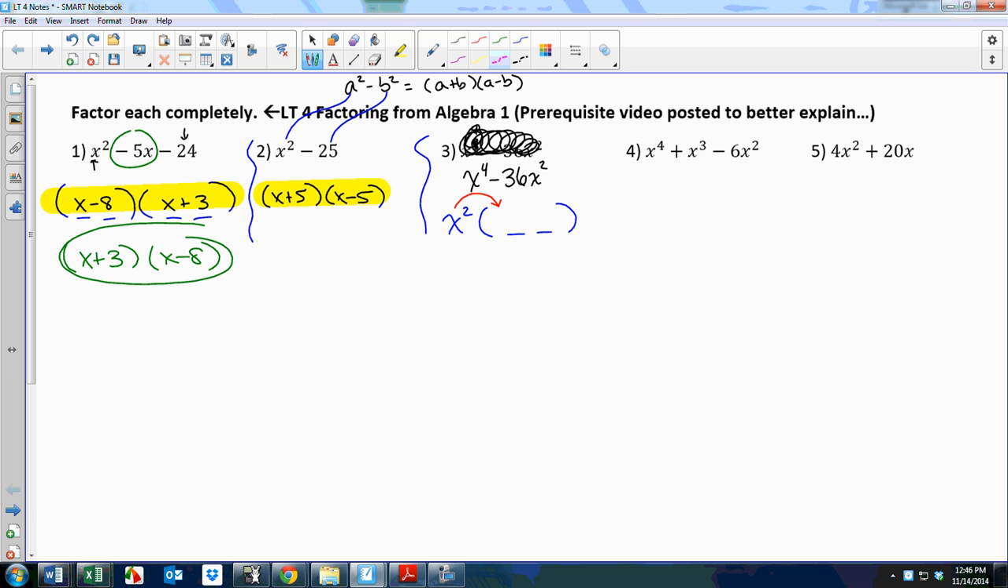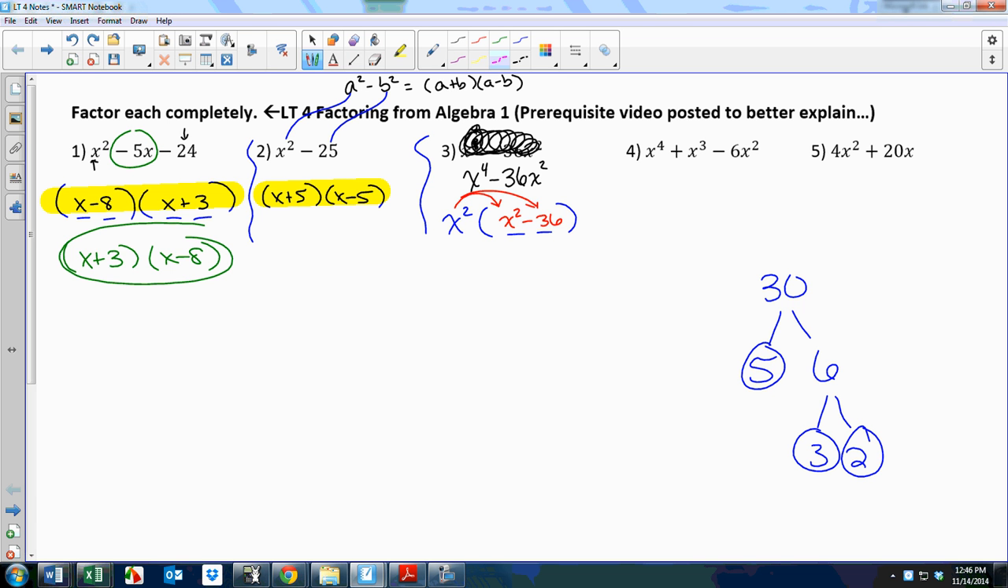X squared times what would make the X to the 4th? X squared. X squared times what would make the negative 36X squared? A minus 36. And I'll remind you, when you were factoring 30 using a factor tree, you might have said 5 times 6, and 5 is done. You can't factor any further. But 6 factors further to 3 and 2.